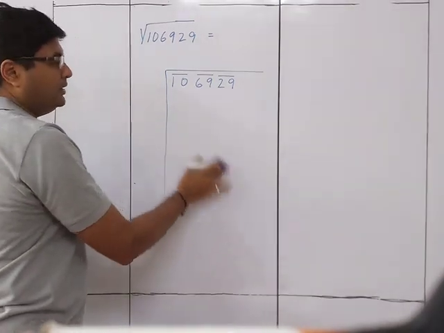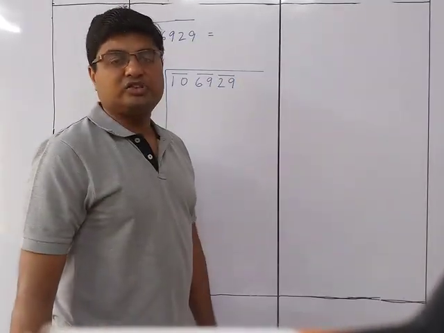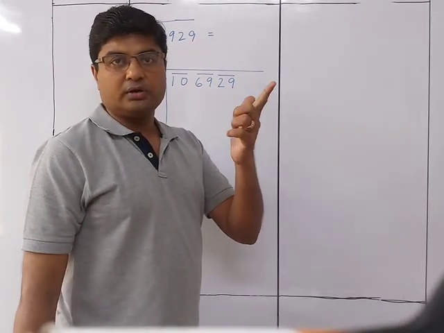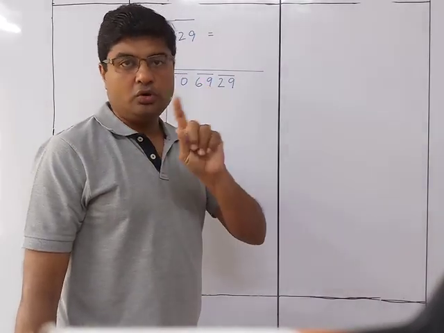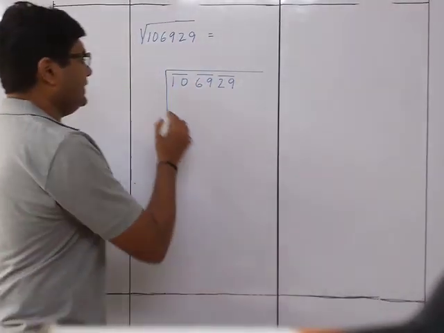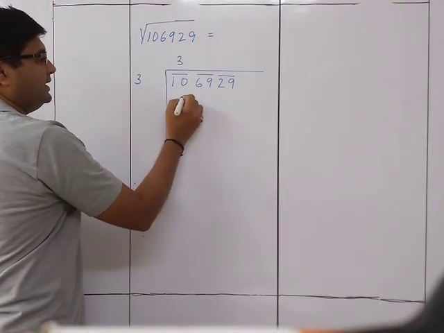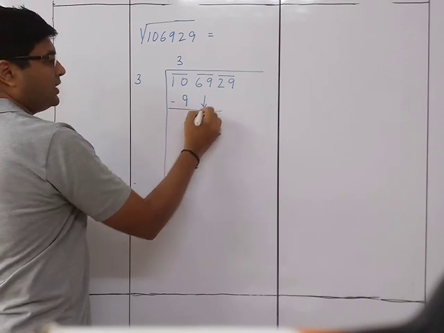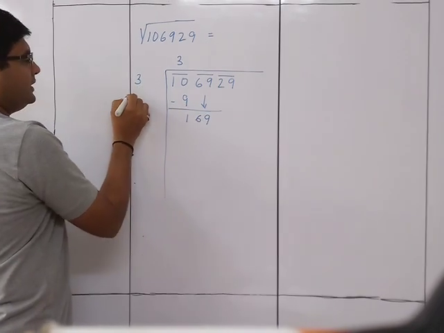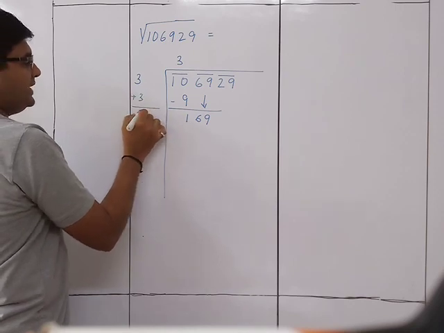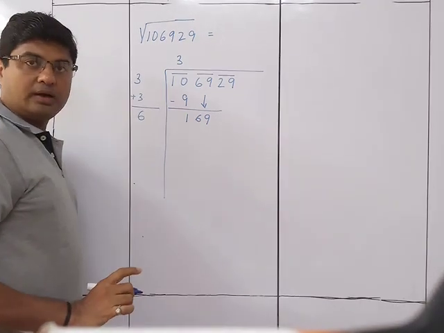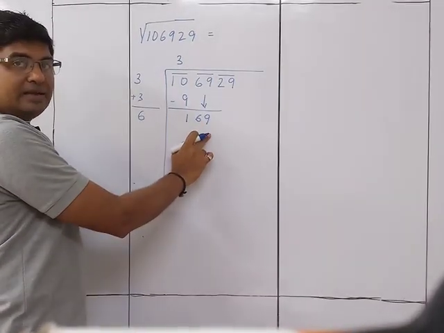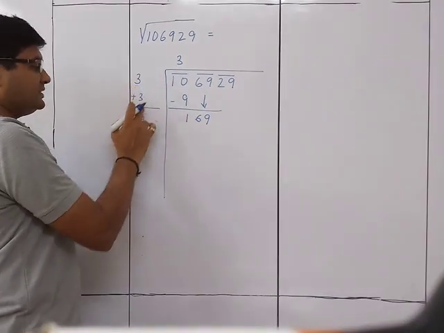Now, which number, the square of which number, is near 10? We know 1 ka 1, 2 ka 4, 3 ka 9, 4 ka 16. So 3 3s are 9, remainder 1. You bring this down to get 169. Here plus 3, so this gives me 6. Understood? 3 3s are 9. Whatever was the remainder, we bring the balance downwards, and accordingly 3 plus 3 is 6.